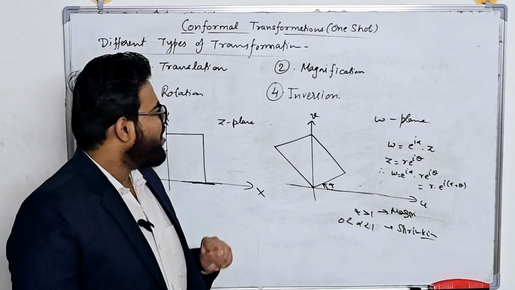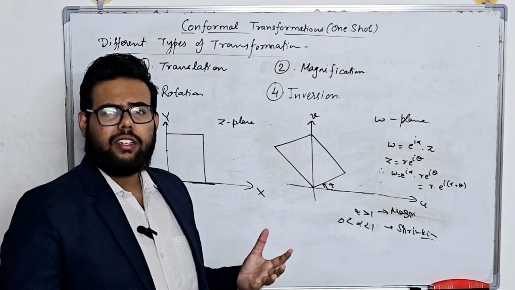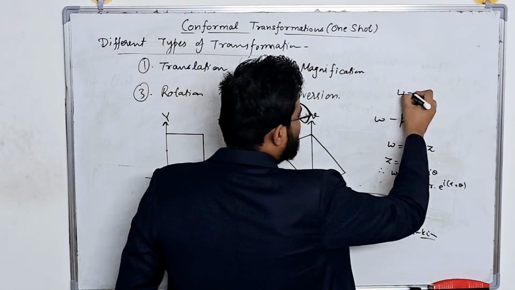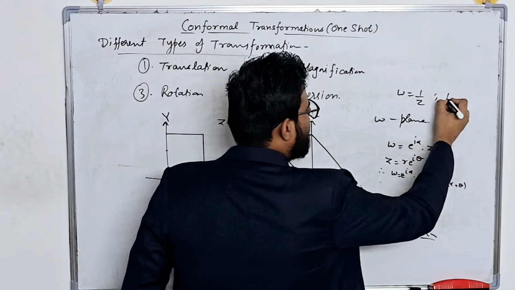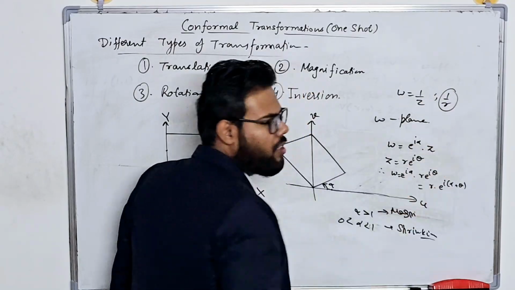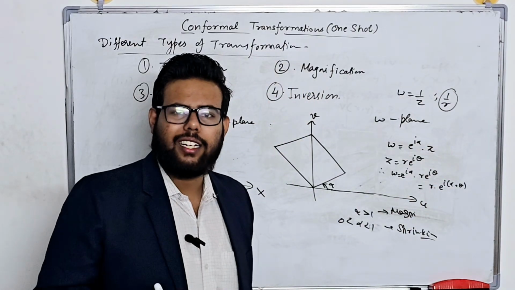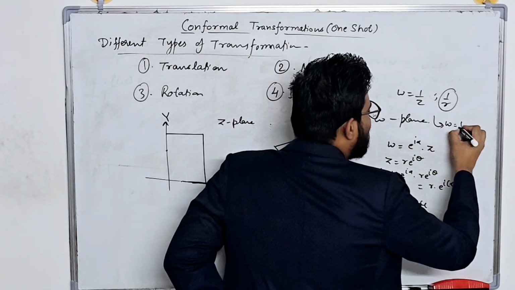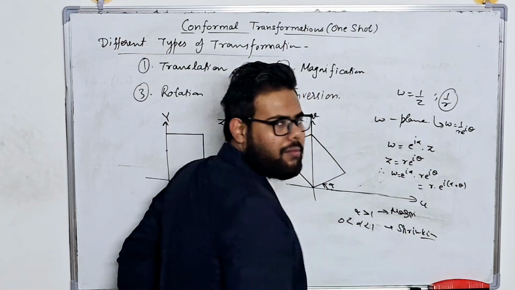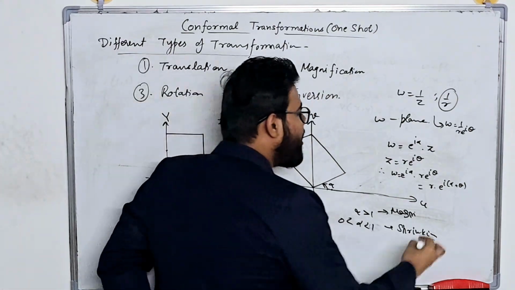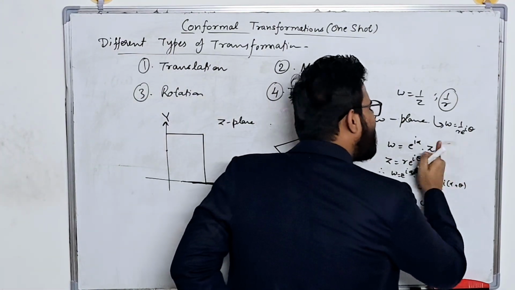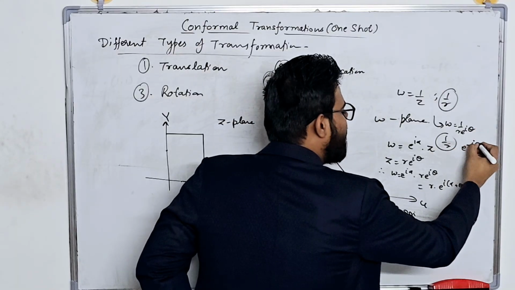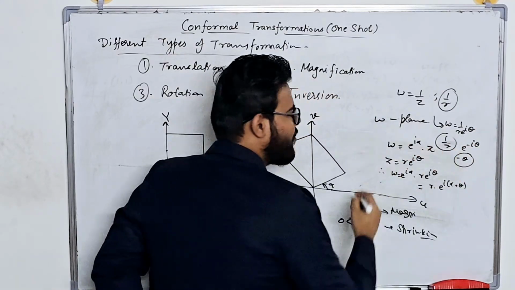Now inversion is a bit complex, so I don't think I should discuss it right now, but if I tell you, it is w = 1/z. In this case the magnitude becomes 1/r, because z is equal to r e^(i theta). So in this case w will become 1/(r e^(i theta)), correct? Hence the magnitude is 1/r and the argument is e^(-i theta). So the argument is negative theta now.